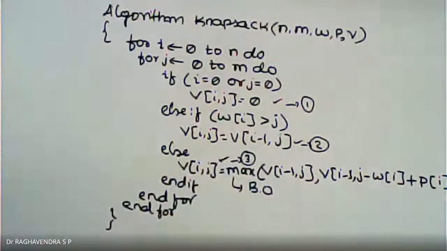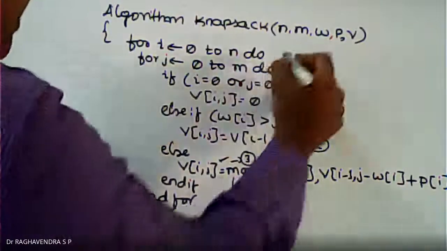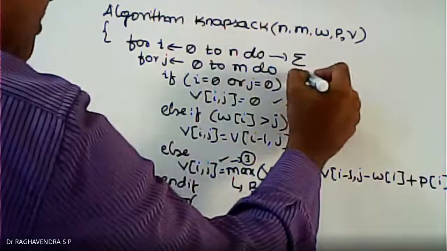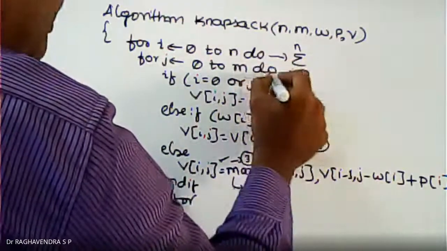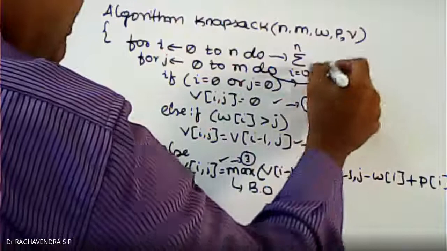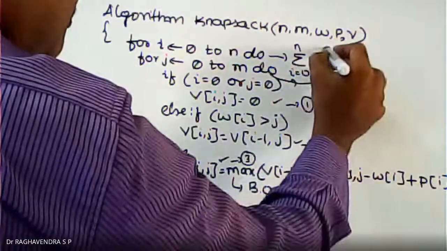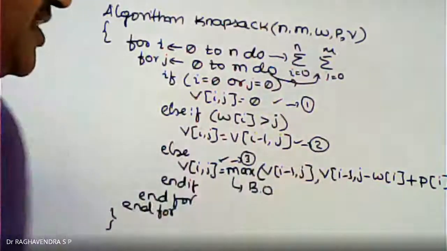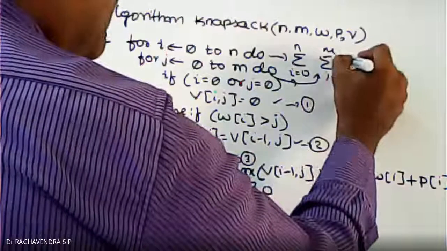Now it has been embedded inside two for loops. You can see, this is for loop 1, that is summation starting from I equals 0 to n, and there is another for loop over here, that is summation j equals 0 to m. So for all this repetition, how many times is this basic operation executed? One time it will be executed.